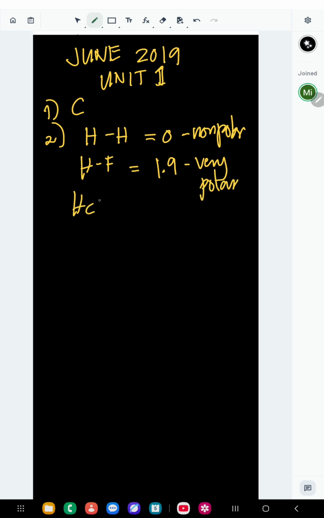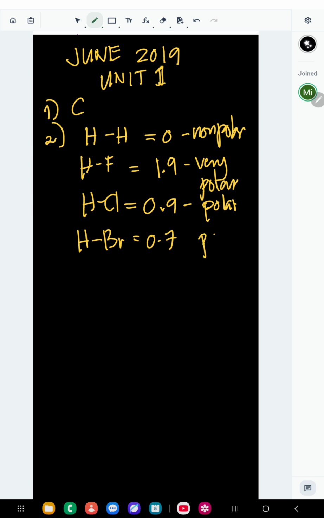Then for hydrogen chlorine, the difference is less than 1, 0.9. Still polar, but moderately polar. And the hydrogen bromine bond, the difference is 0.7, still polar but slightly polar. So the most polar here is the hydrogen fluorine bond. So the answer there is letter B. You got that?